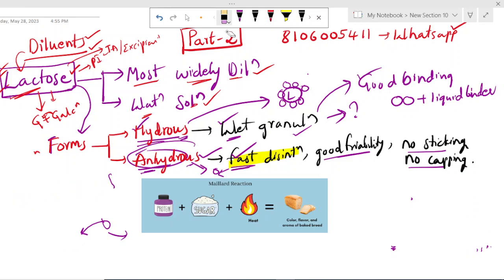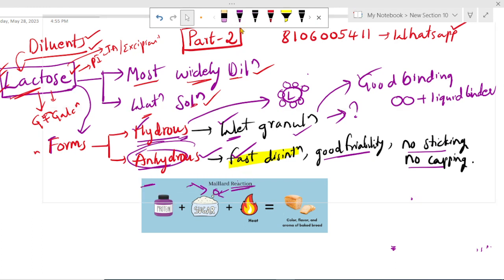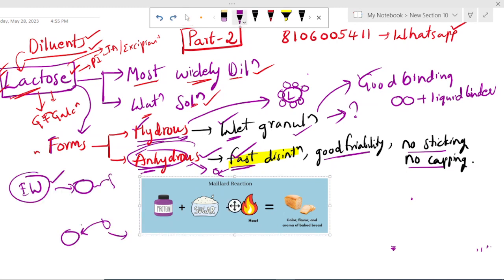Now let's talk about an important property, the Maillard reaction. What exactly is it? This is important because you can get questions from this. What exactly is the Maillard reaction? Why should we study the Maillard reaction?